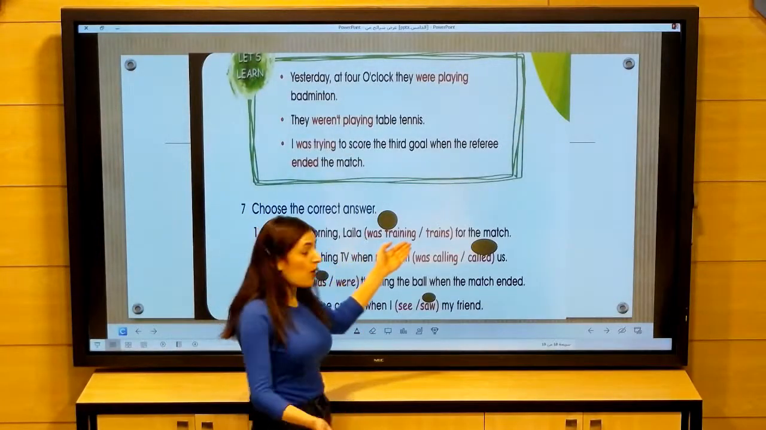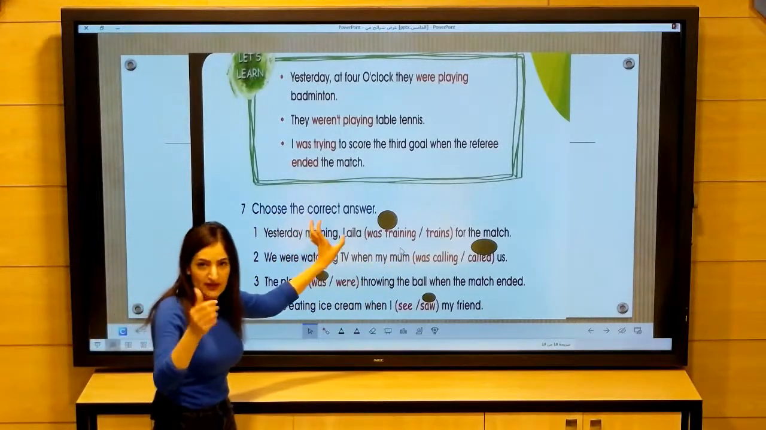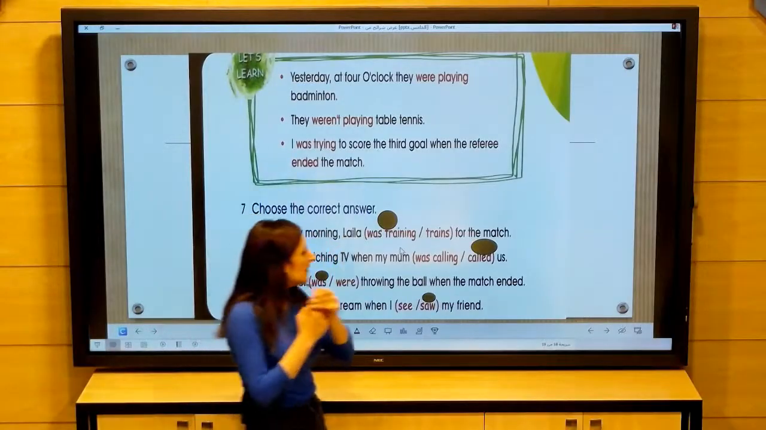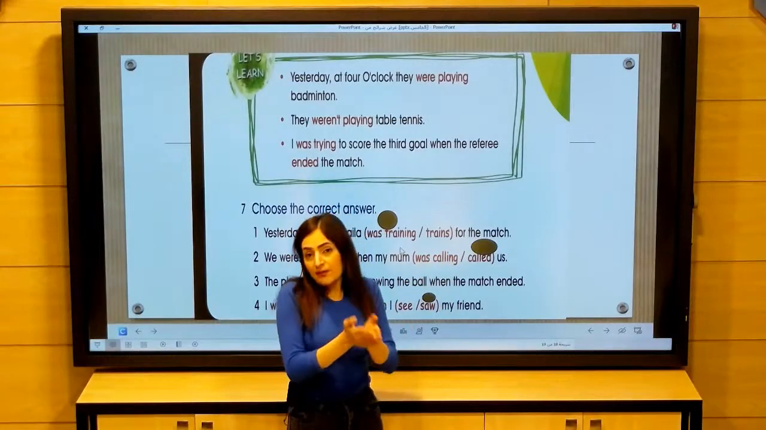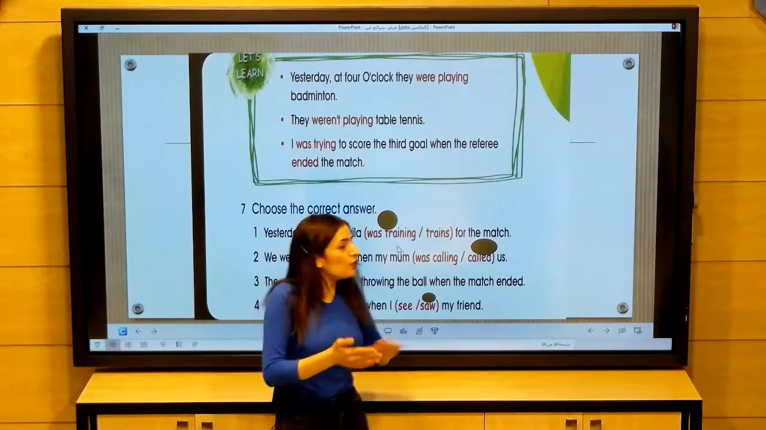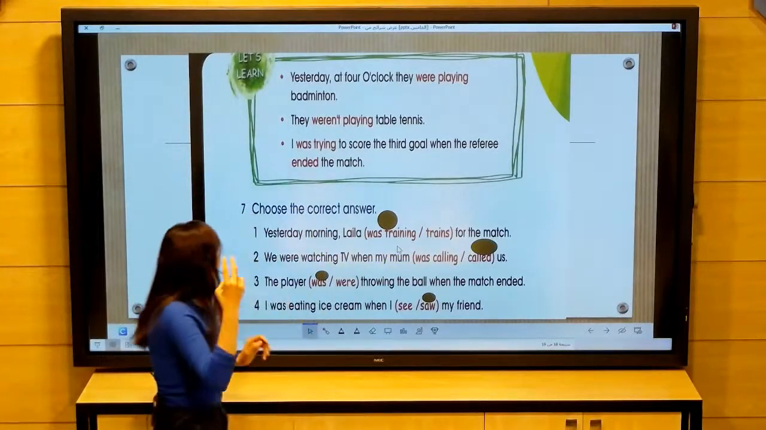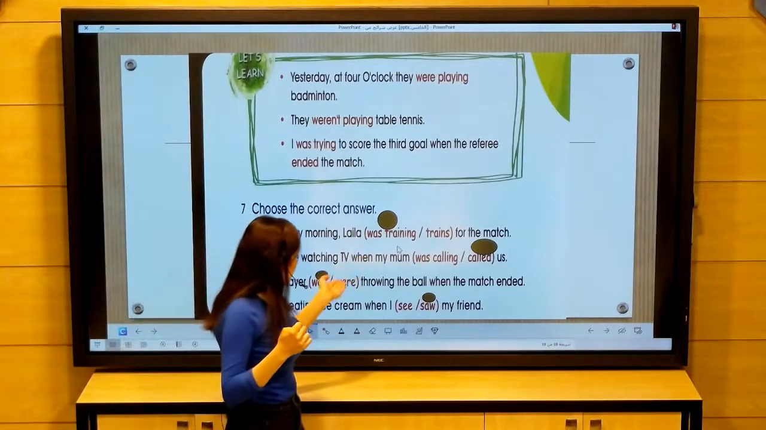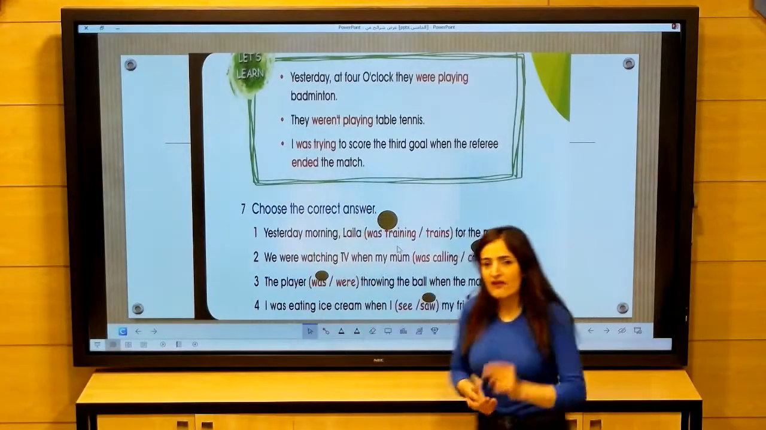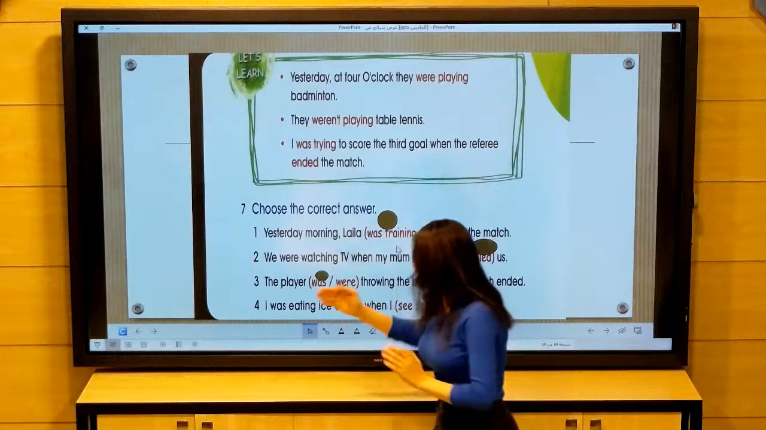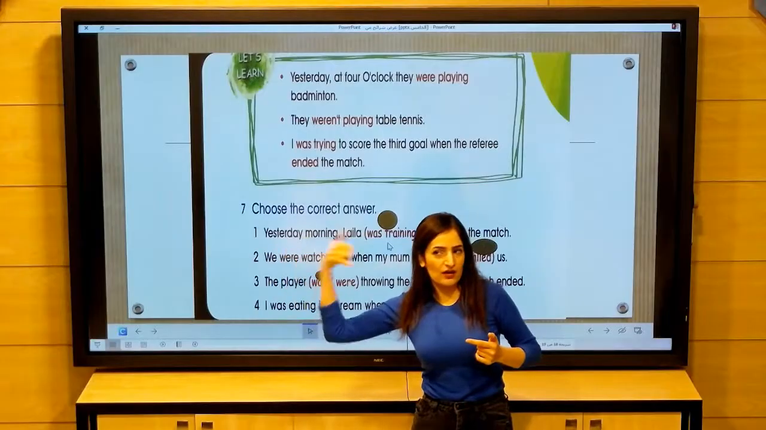Yesterday morning, Layla was training because we have here yesterday with a specific time, morning, in the past. The first reason. The second reason, we have here trains, verb 1 with S. It's a present. I cannot use present with yesterday, okay? So, it is wrong to say trains. Number 2, we were watching TV when my mom called us. Called us, because the first verb that happened first is watching TV. The second verb, our mom called us.